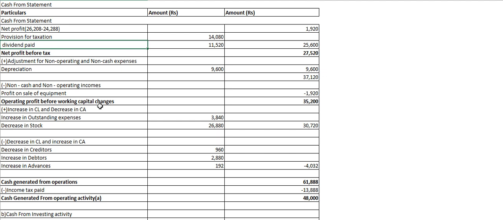Now we need to look into the working capital changes. So what we will basically do is we will add the increase in current liability and decrease in current asset. So if any current liability has increased from previous year to current year, or if any current asset has decreased from previous year to current year, we will add it.